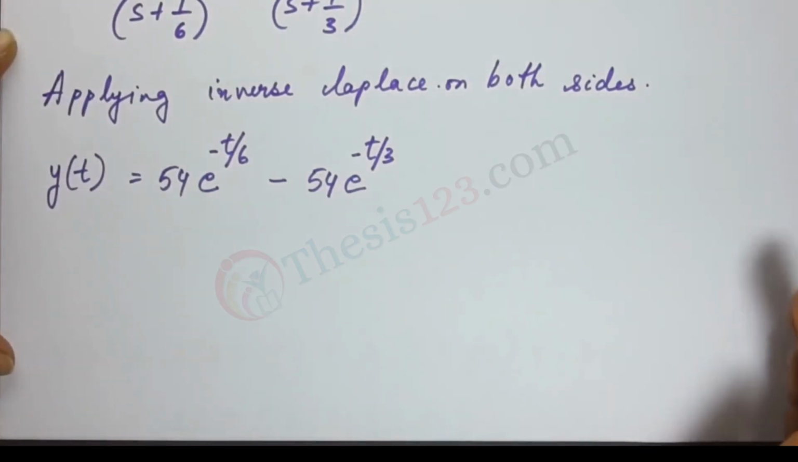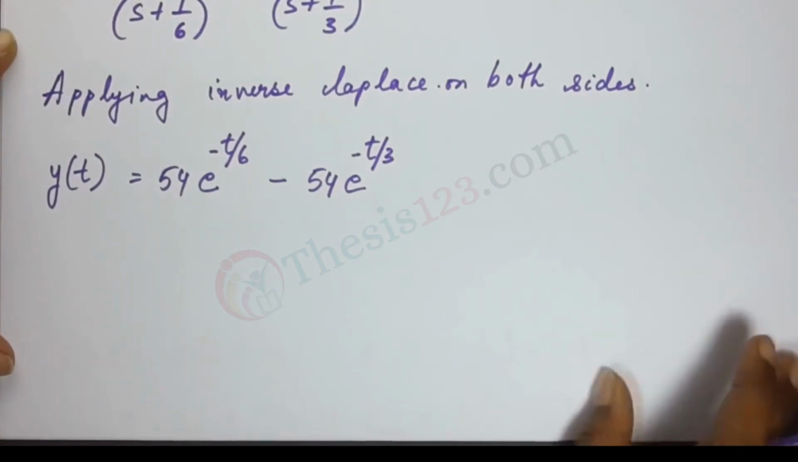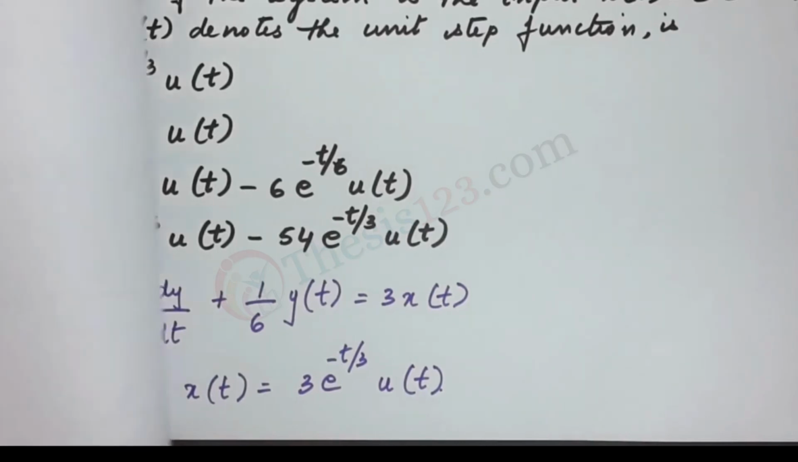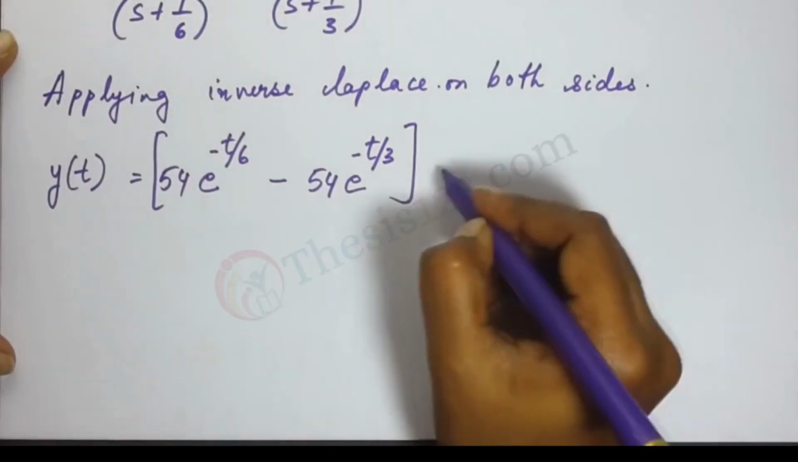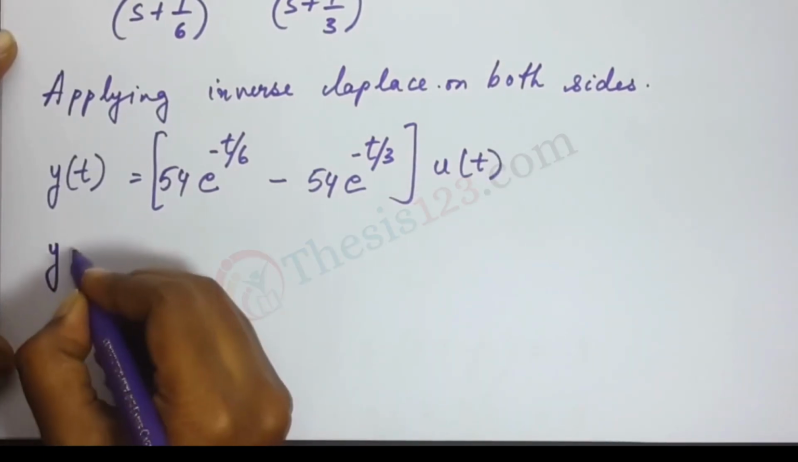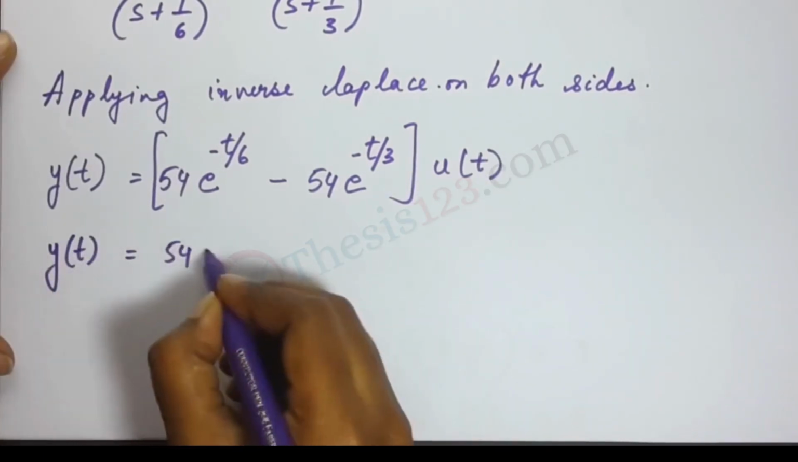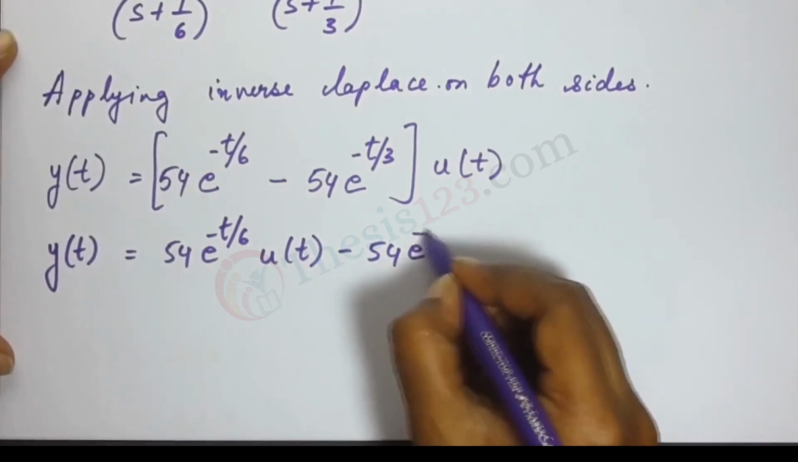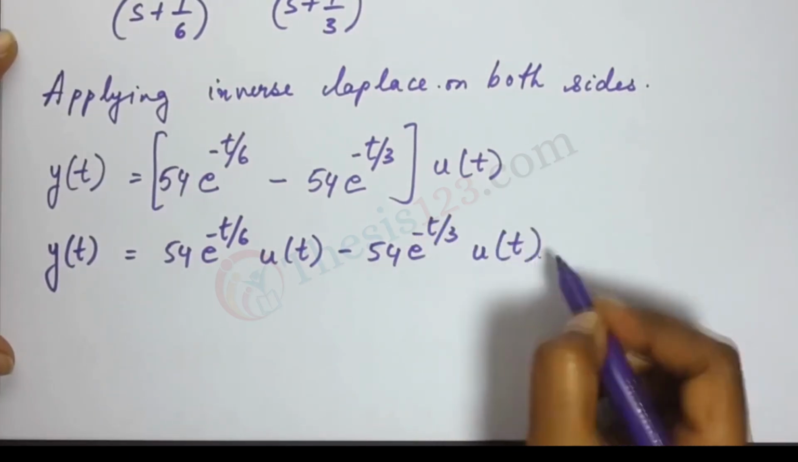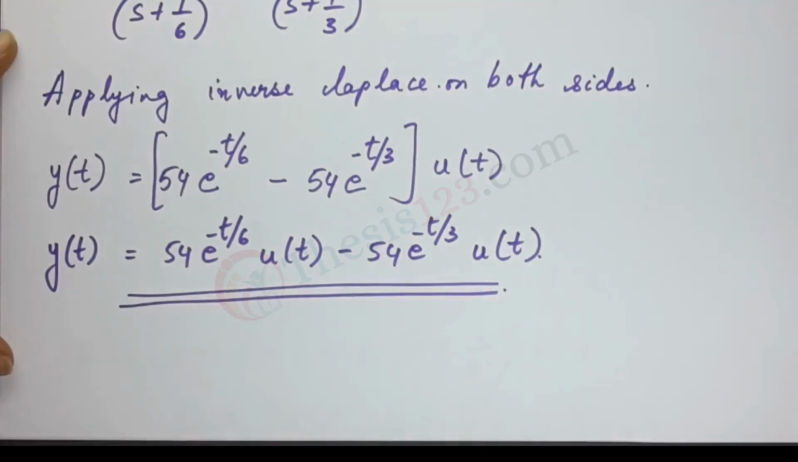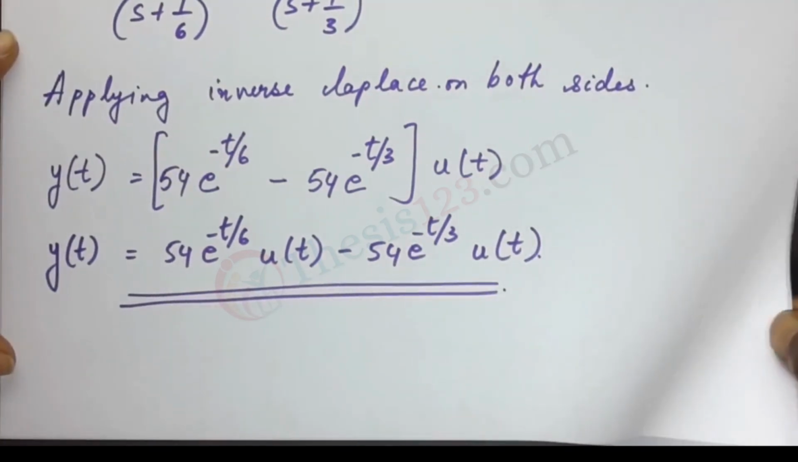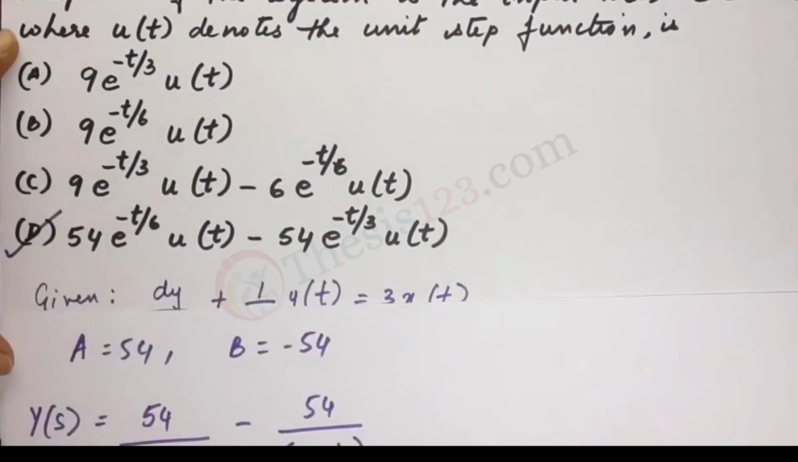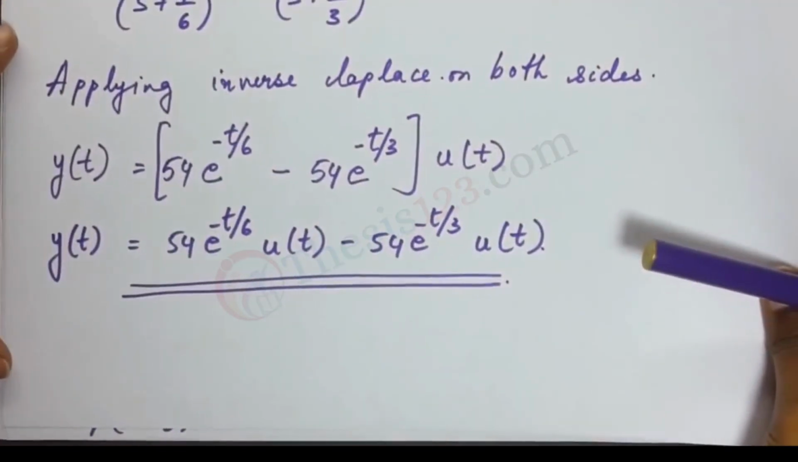Now since the question mentions that u of t is a unit step, let me just go back here. See, u of t denotes the unit step function, so we need to multiply this expression with u of t. So the final expression would be y of t is equal to 54 e to the power minus t/6 u of t minus 54 e to the power minus t/3 u of t. So this is our final equation. And that matches option D. So this is our final answer. I hope this has helped.